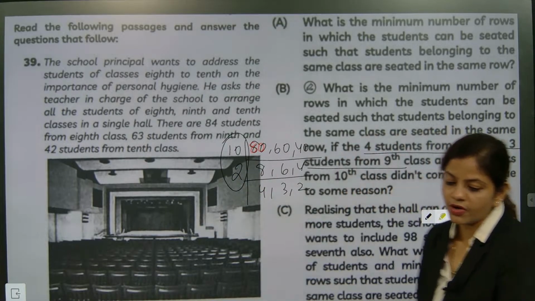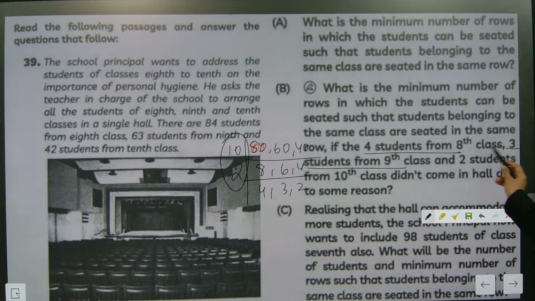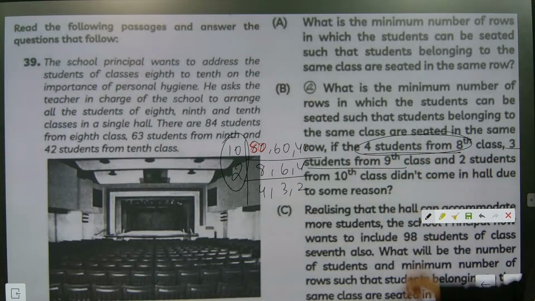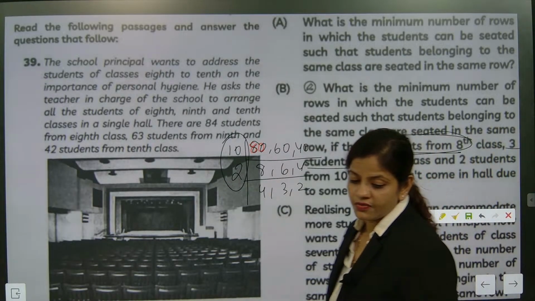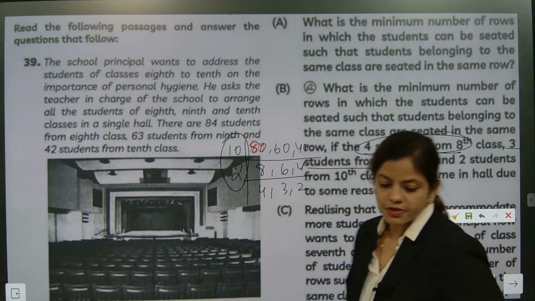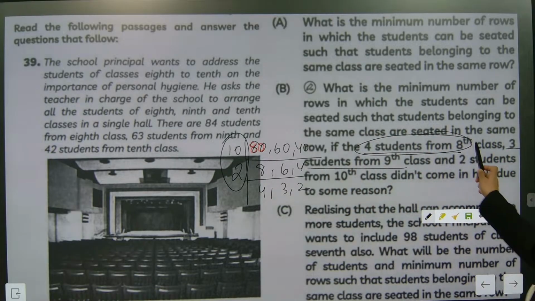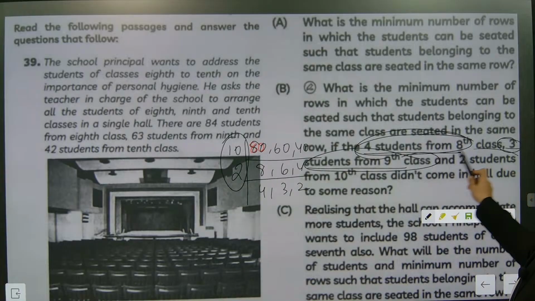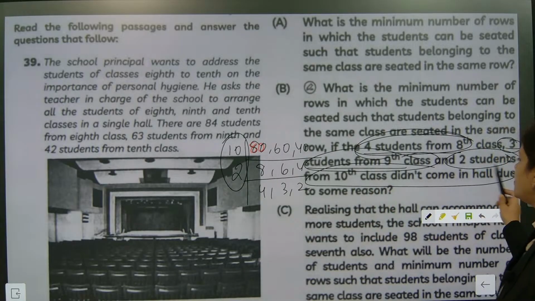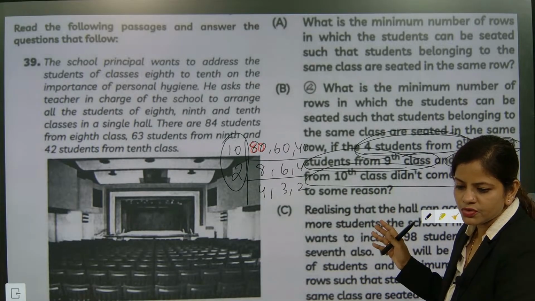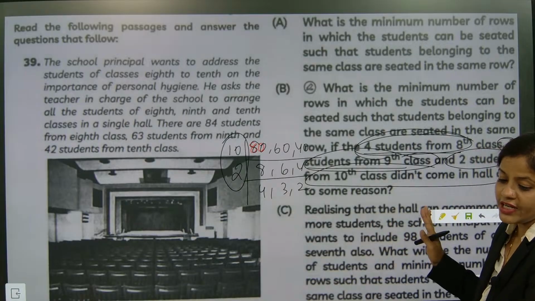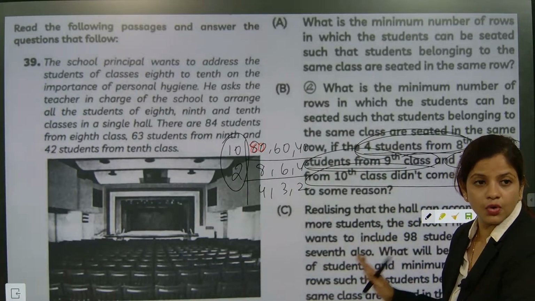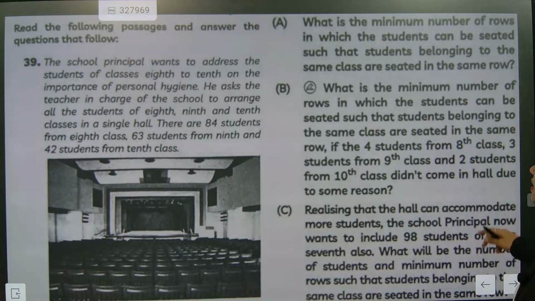What is the total number of rows? So when you are removing 4 students, please see from the beginning. This is a very important class, beta. So when 4 students from 8th are removed, 3 students from 9th are removed and 2 students from 10th are removed, then 100%, the students left here is 20. So 20 rows will be there. That's the most important thing.